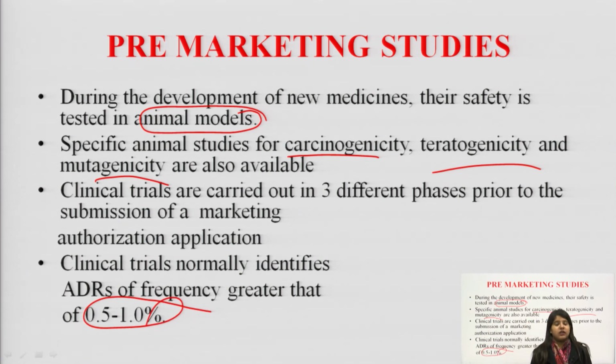Again, if the question arises, why does that happen? There are two reasons. First of all, we are not checking the major parameters. We are not checking the pharmacokinetics. We are checking carcinogenicity, teratogenicity and mutagenicity. Moreover, the second important reason is that we are doing the test in animal models. So, this is the reason we only detect 0.5 to 1% of the total ADRs.